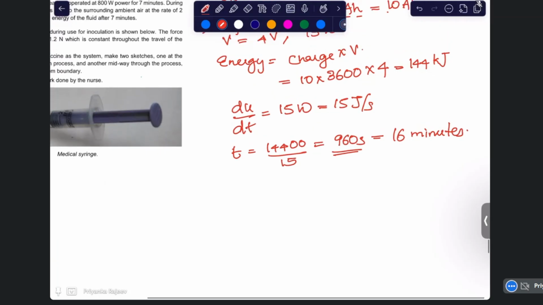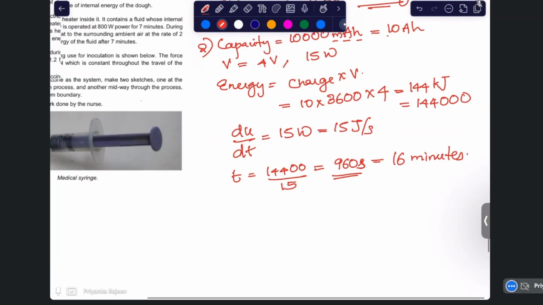So this is 144 kilojoule, which equals 144000 joules. 10% of this is 14400. Then dividing by 15 gives 960 seconds, which is equal to 16 minutes.